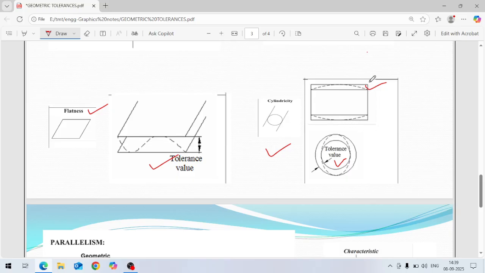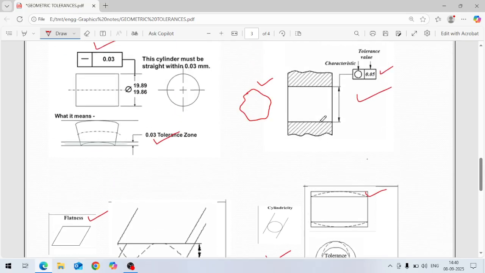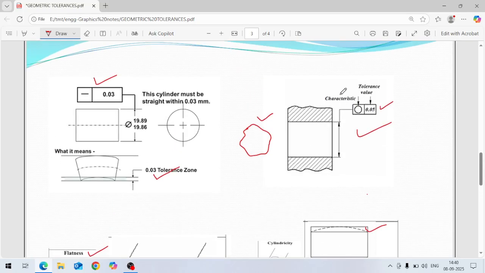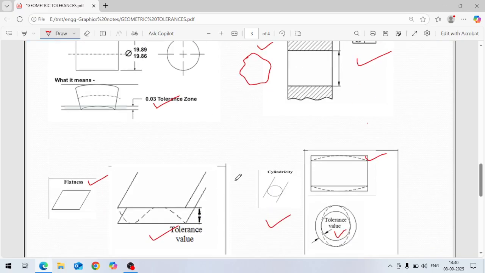If you move the dial on the top surface like this, and also rotate this job and check along the length also, then the total permissible error will be cylindricity. That error is called cylindricity. So this way, these are the form errors: flatness, cylindricity, roundness, and straightness. These are form errors, shape errors.